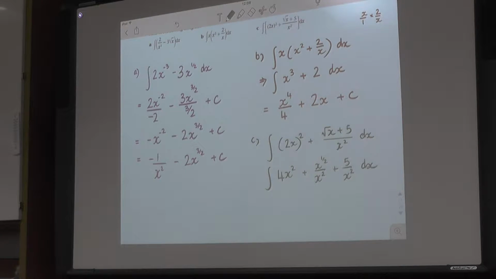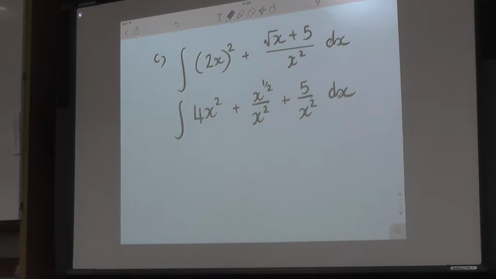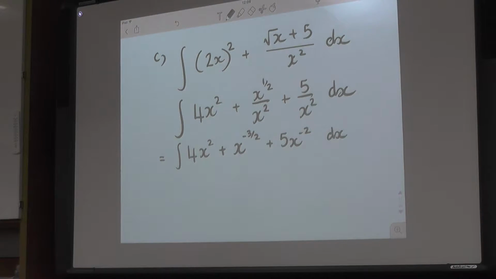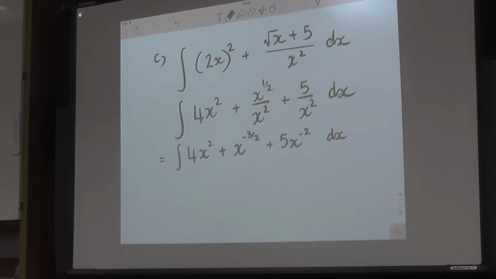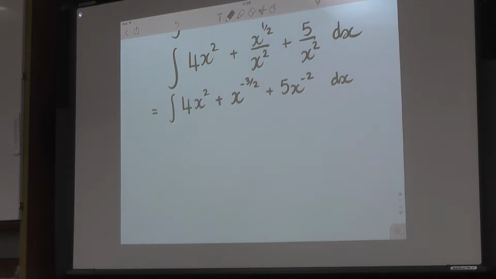It doesn't matter if you take 2 or 3 lines to simplify, but you've got to do it at some point. Right, what do we get then? It's the integral of 4x squared. Laws of indices, when you divide, you subtract, so a half minus 2 is x to the minus 3 over 2, and that's going to be 5x to the minus 2. That would probably be worth 2 or 3 marks just to simplify it first of all. Then we'll get a method mark for integrating and then simplifying.